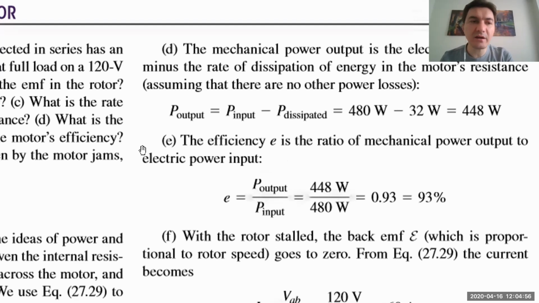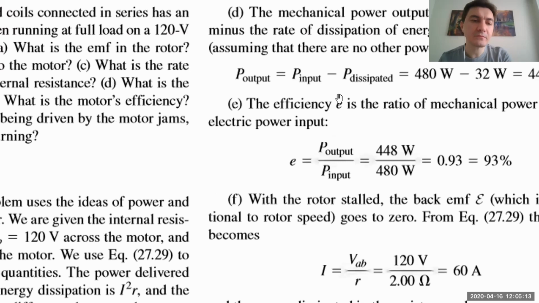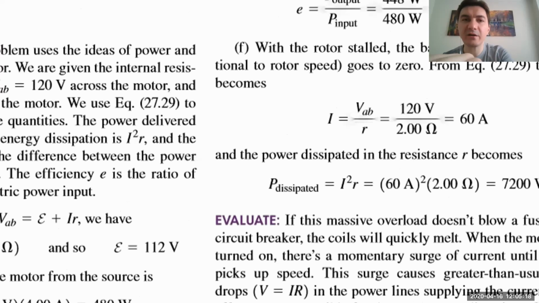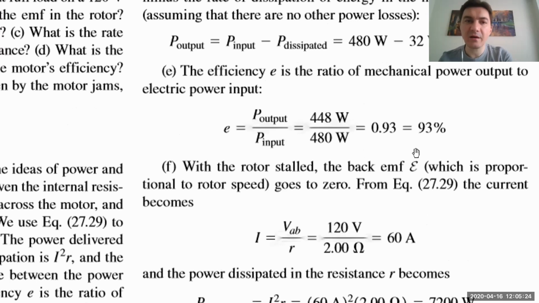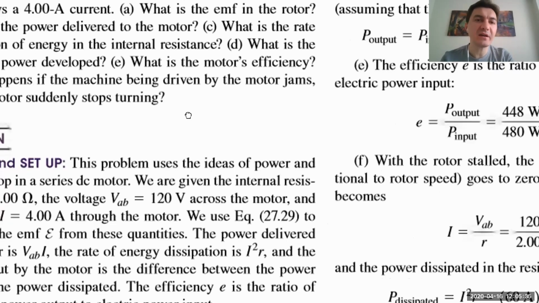And another question is, what was the efficiency? Efficiency is the ratio of mechanical power output to electric power input. Power output is calculated here, 448 watt, and power input is also calculated here. Then we have 0.93. This is giving us the efficiency of the system, 93%.